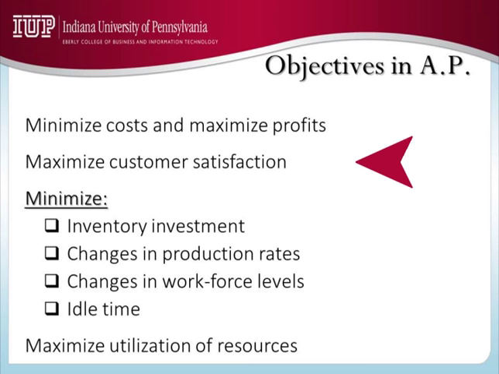Maximize customer satisfaction. Number one, customer satisfaction can be maximized by having good quality, good brand image. But here, aggregate planning does not talk about quality. It talks about capacity, production, and inventory. So how do you maximize customer satisfaction under the umbrella of aggregate planning? Specifically, minimize stockouts and back orders.